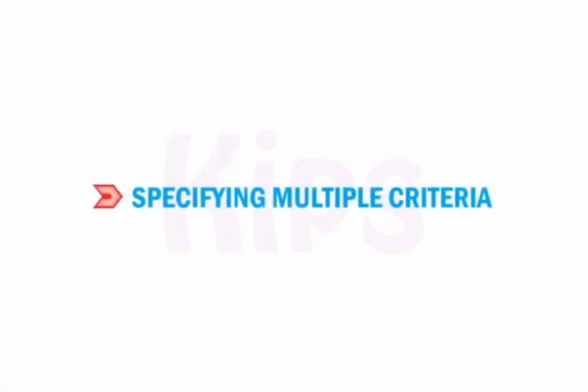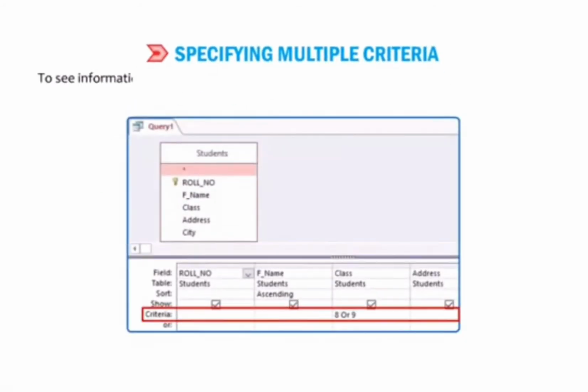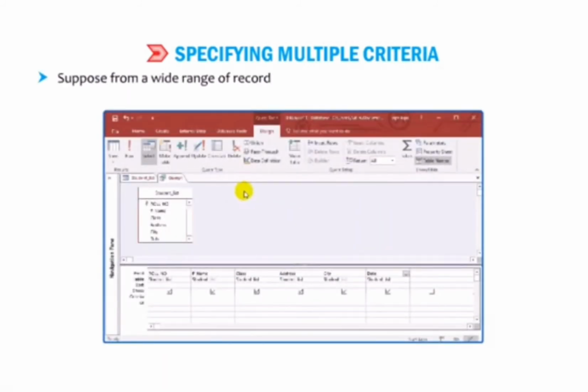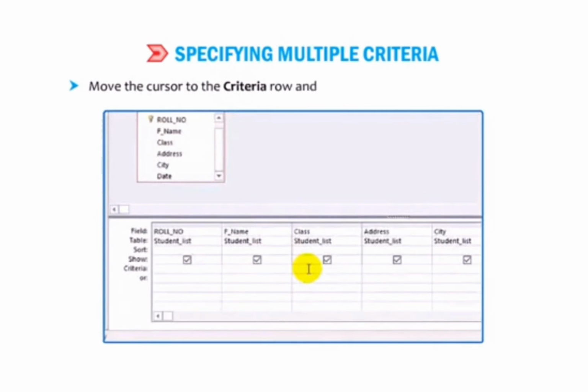Okay, now let us find out how to specify multiple criteria. To see information when either two or more alternate criteria are satisfied, you can make use of the Or criteria row in the design grid of the query. Suppose from a wide range of records, you want to see the records of class 8th and class 9th only. Move the cursor to the criteria row and type the condition equal to 8 in the class field. Type the second condition equal to 9 in the OR row of the same column.